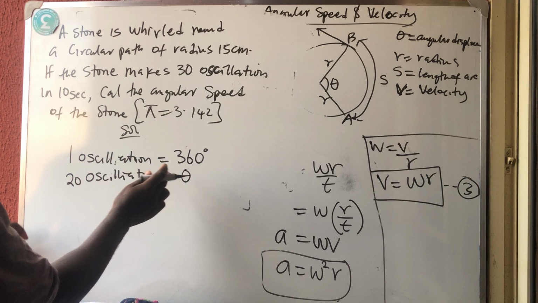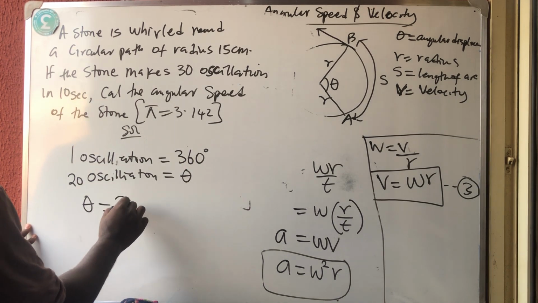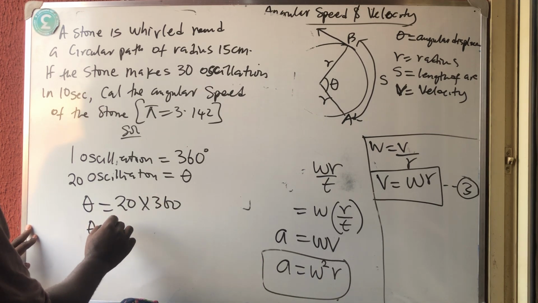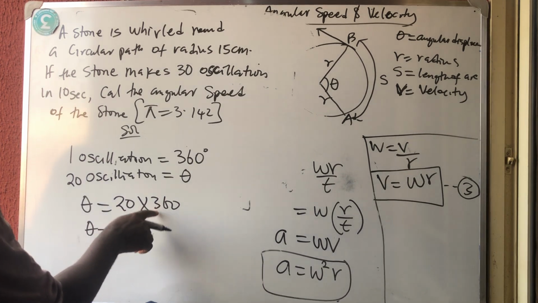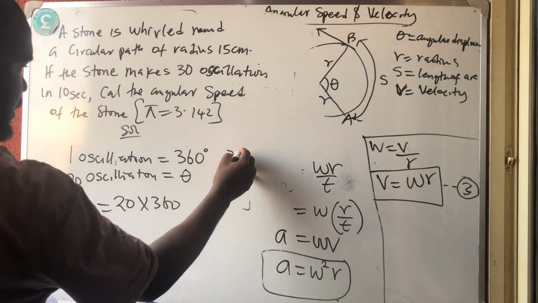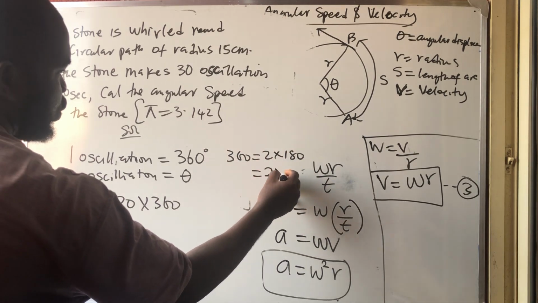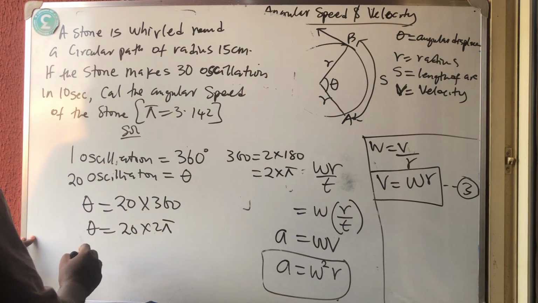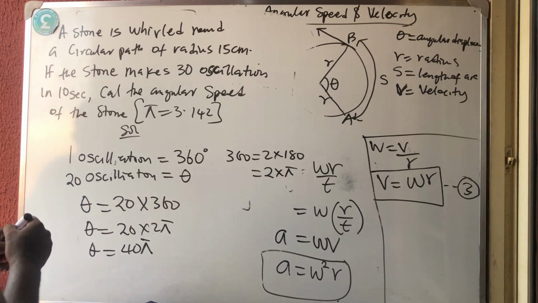If I cross multiply, theta times 1 is equal to 20 times 360. So theta is equal to what? If I want to put it in pi, don't forget that 360 means 2 times pi, as in 2 times 180, which is 2 times pi. So it is 20 times 2 pi. So theta is equal to 40 pi. I've gotten my theta.